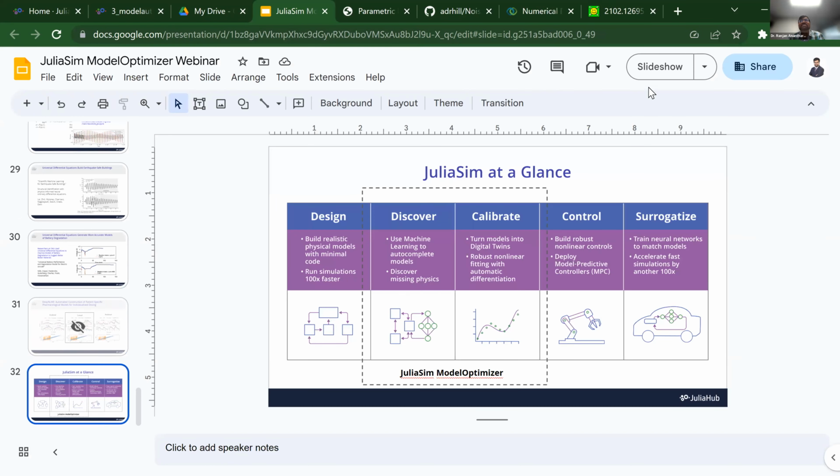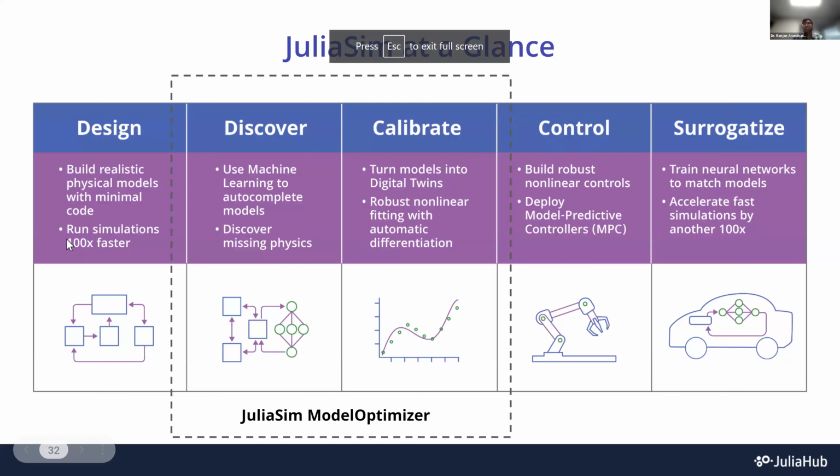Just to recap, JuliaSim is our modeling and simulation product. We went over the capabilities of Model Optimizer, which is a component of JuliaSim, where you can calibrate models to data as well as discover new and unknown physics, or missing physics, let's say.